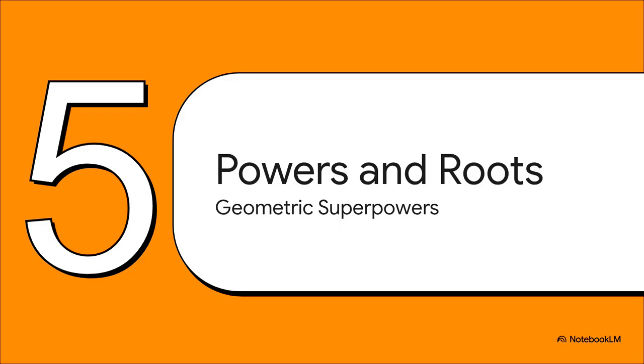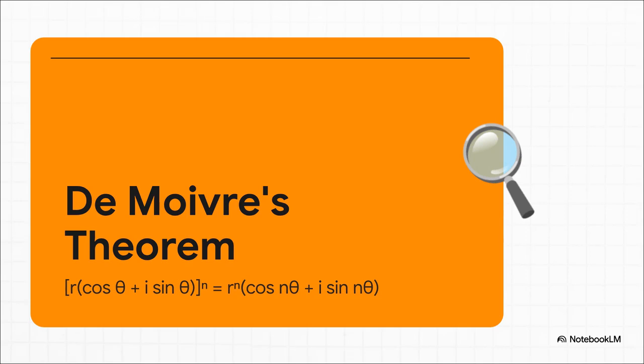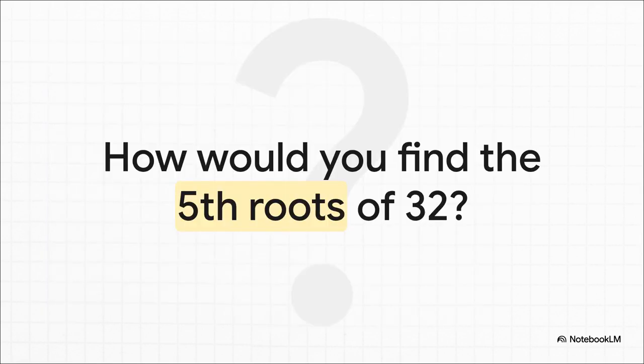Now, this new way of thinking isn't just pretty, it is seriously powerful. It gives us what feels like mathematical superpowers. It lets us solve problems that would be an absolute nightmare if we only stuck with the old algebra. For example, it leads us straight to this incredible shortcut called de Moivre's theorem. Think about it. Raising something to a power is just multiplying it by itself over and over again. So if multiplying means adding the angles, then raising to the nth power just means multiplying the angle by n. It's that simple. Let's put this superpower to the test.